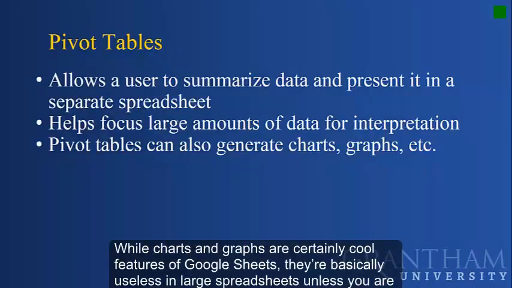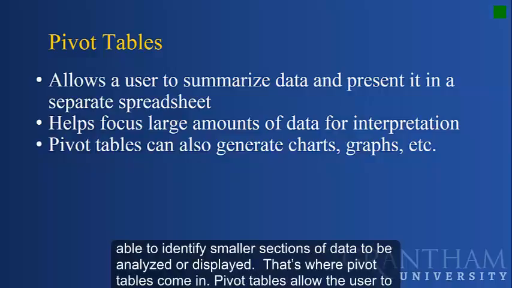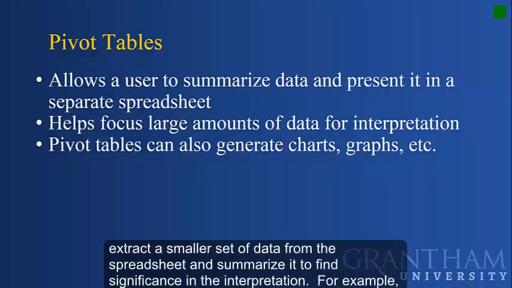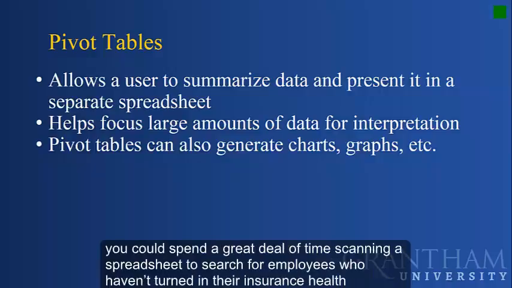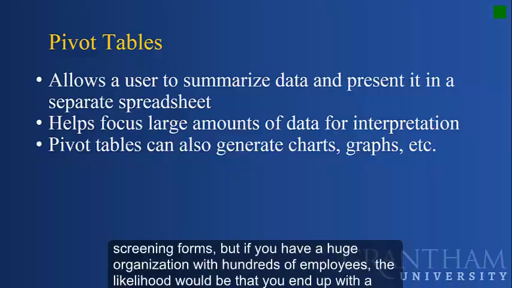While charts and graphs are certainly cool features of Google Sheets, they're basically useless in large spreadsheets unless you are able to identify smaller sections of data to be analyzed or displayed. That's where pivot tables come in. Pivot tables allow the user to extract a smaller set of data from the spreadsheet and summarize it to find significance in the interpretation. For example, you could spend a great deal of time scanning a spreadsheet to search for employees who haven't turned in their insurance health screening forms.